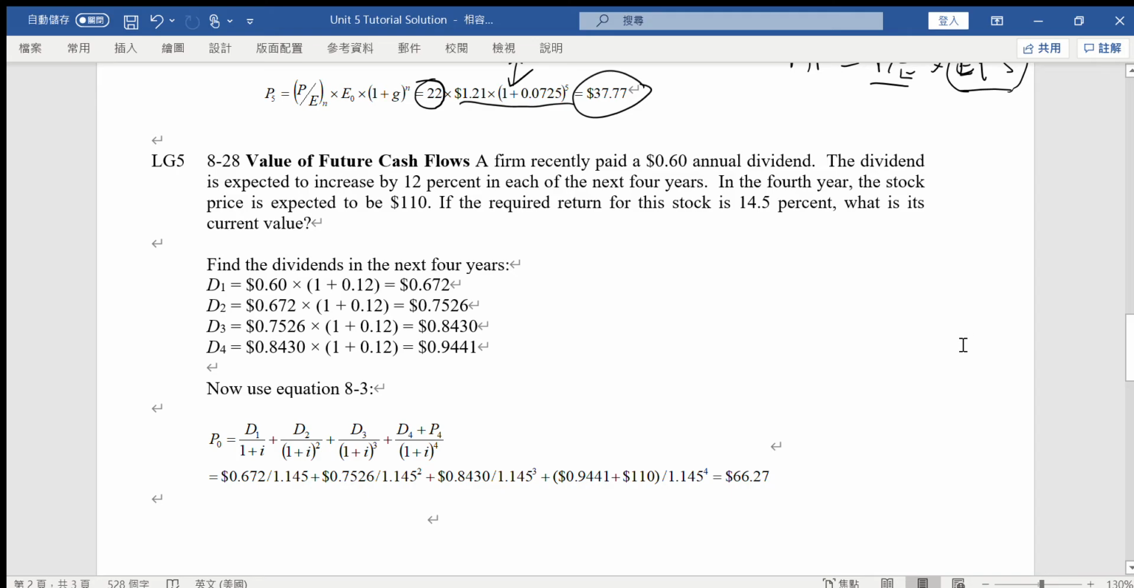And the other one is about the value of the future cash flow. Now this one basically is work out the basic stock value. Okay, basic stock value calculations. Looking at that, the firm recently paid a 0.6 annual dividend. The dividend is expected to increase by 12% in each year in the next 4 years. In the fourth year, the stock price is expected to be 110. If the required return for this stock is 14.5%, what is the current value?